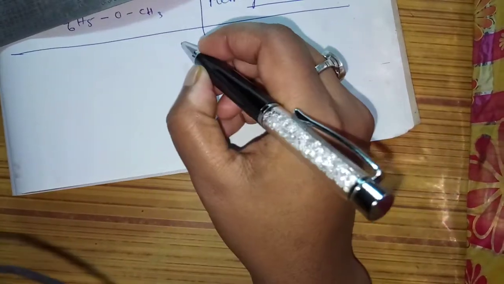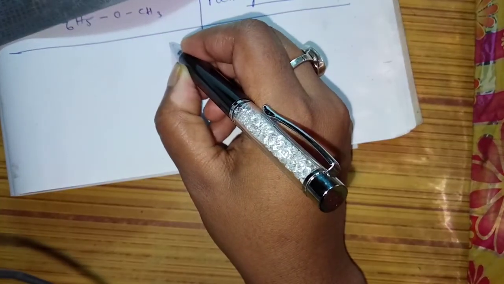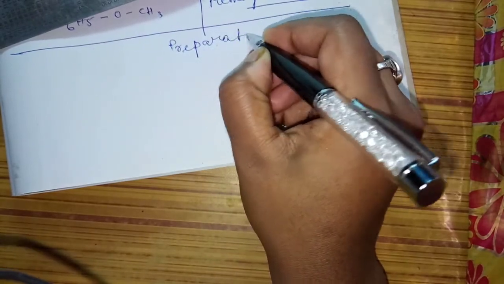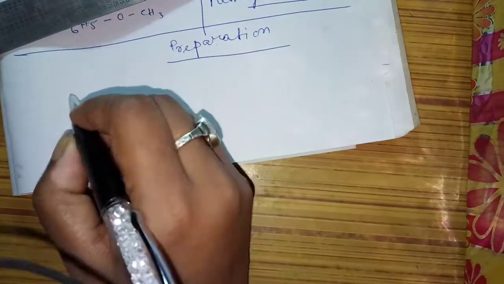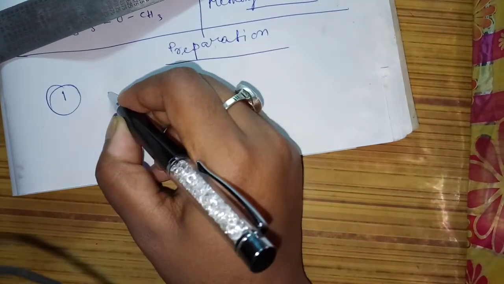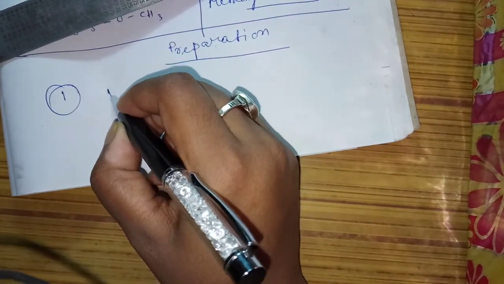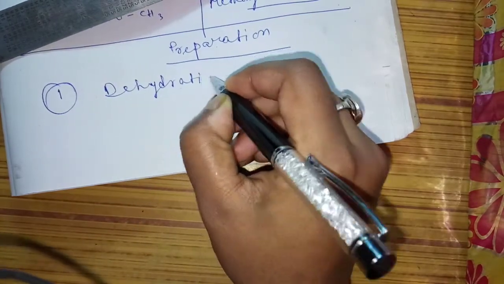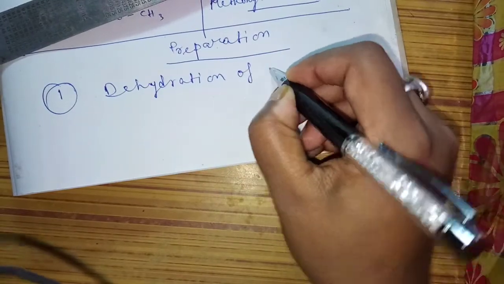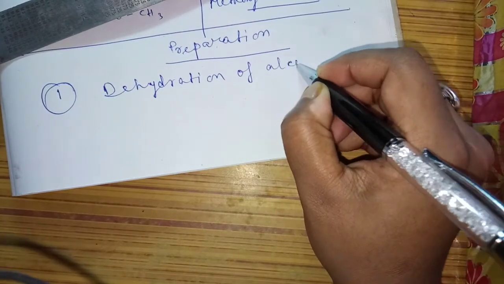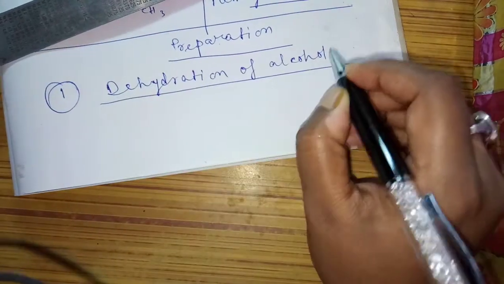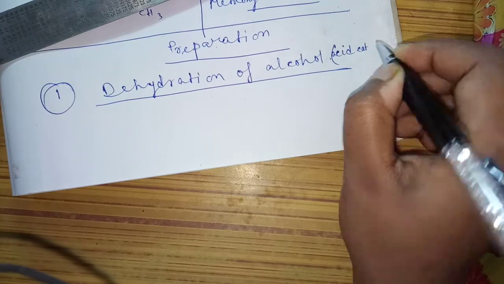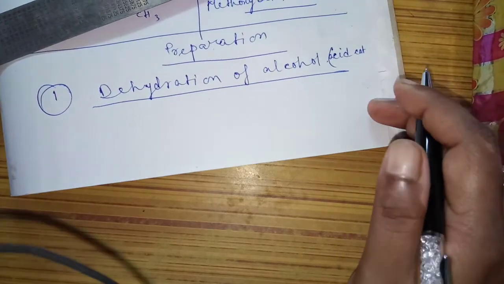Today we are going to discuss the preparation method of ether. Preparation of ether. Okay. So what is the preparation of ether? First method we are studying today. First method is dehydration of alcohol. But this is acid catalyzed dehydration. Acid catalyzed dehydration.